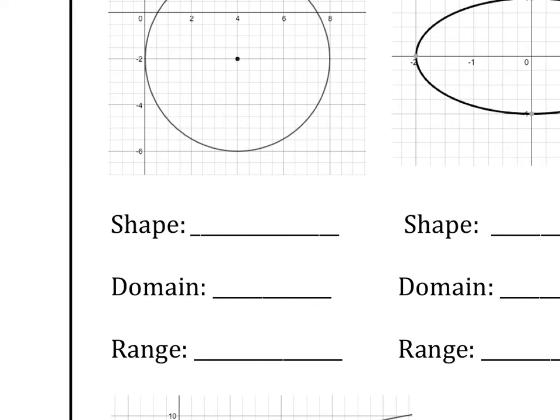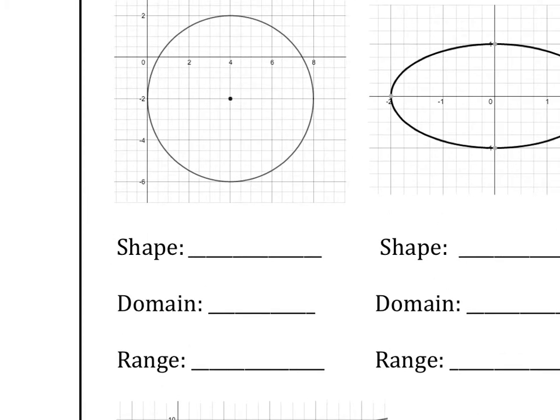All right, let's start from the left this time. Chad, what shape is this one on the left? Circle. Circle? Okay. Trey, what is the domain? What are all the possible x values of this circle? Which x values cover the circle? I guess that would be a better question. Which x values? 0 and 8. 0 to 8, right? So that would be 0 less than or equal to x less than or equal to 8.